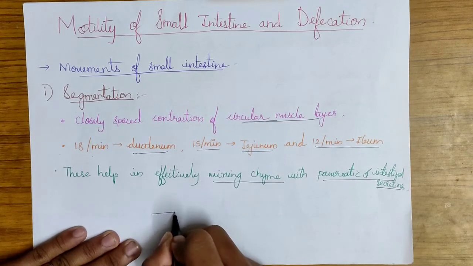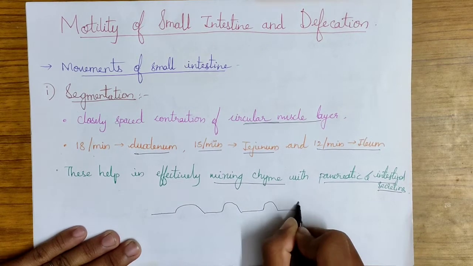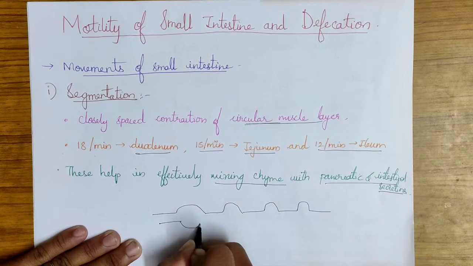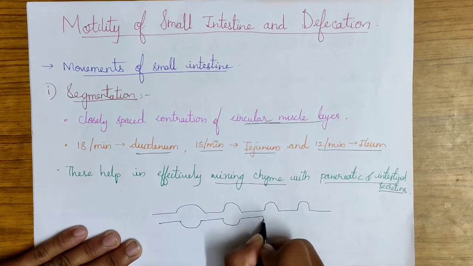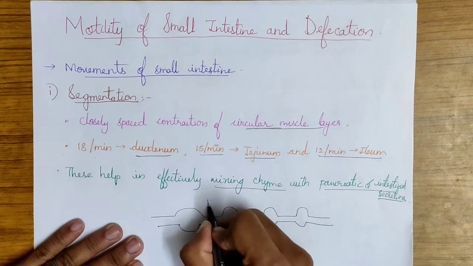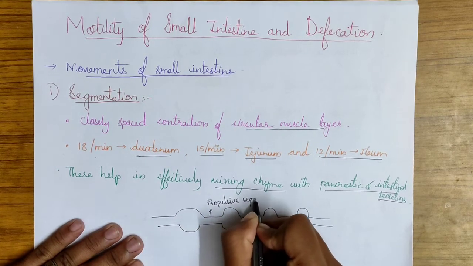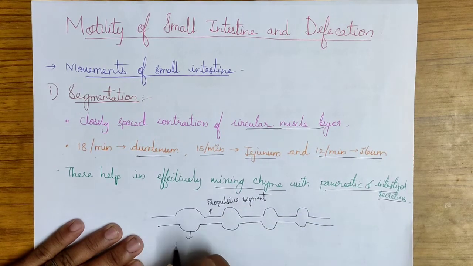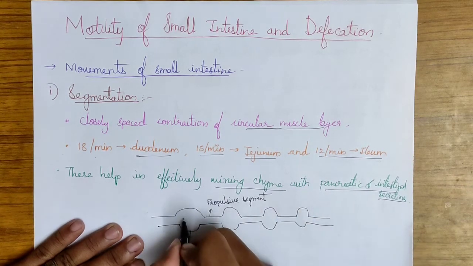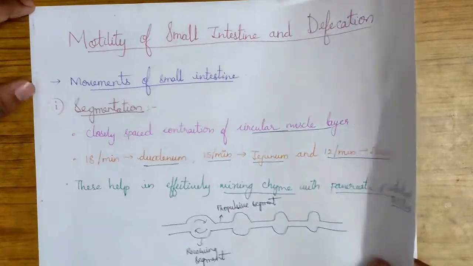So you can understand this as, so this is a small intestine. I am drawing how it looks. So since they are closely spaced, this is the propulsive segment which is in the front, and this is the receiving segment where the actual mixing takes place of the chyme with the pancreatic and intestinal secretions. So here the mixing takes place. So this is the segmentation movement.